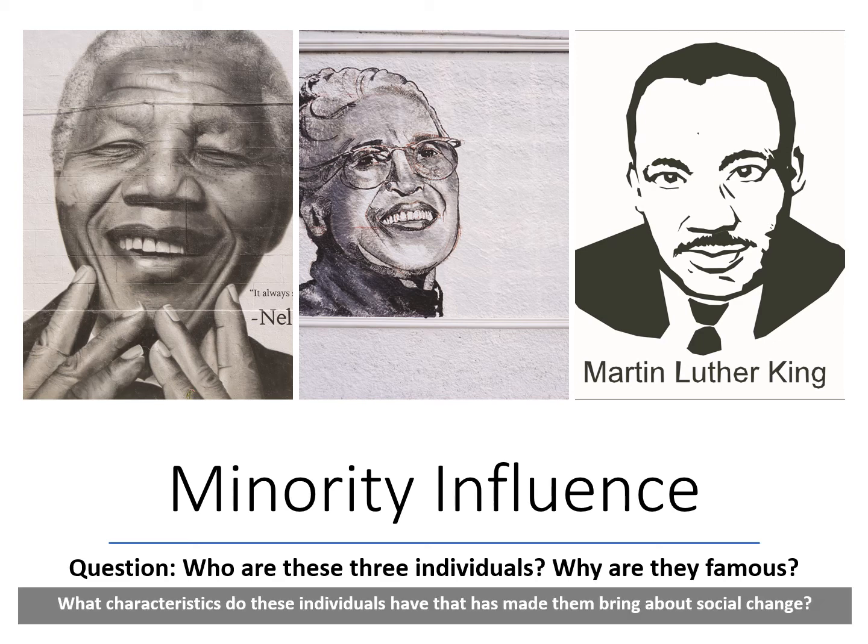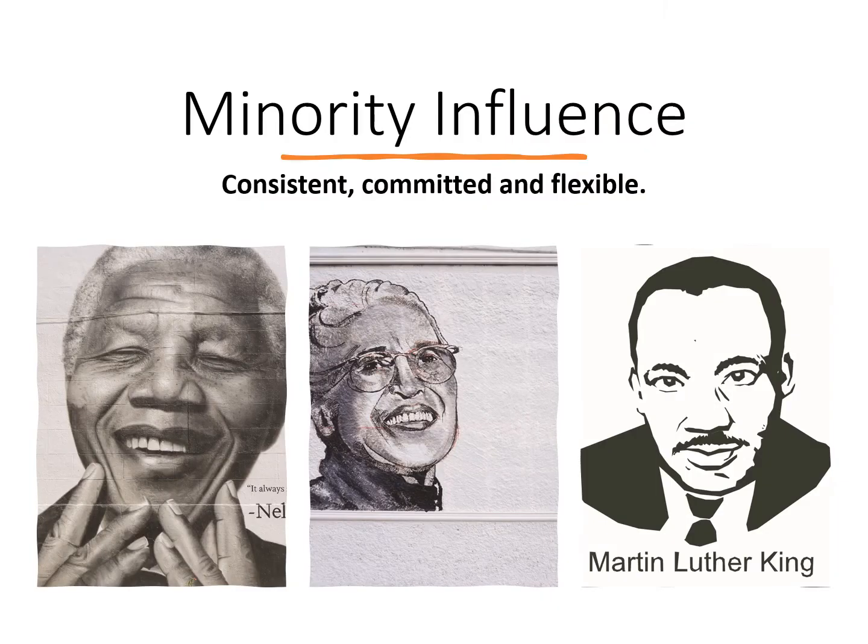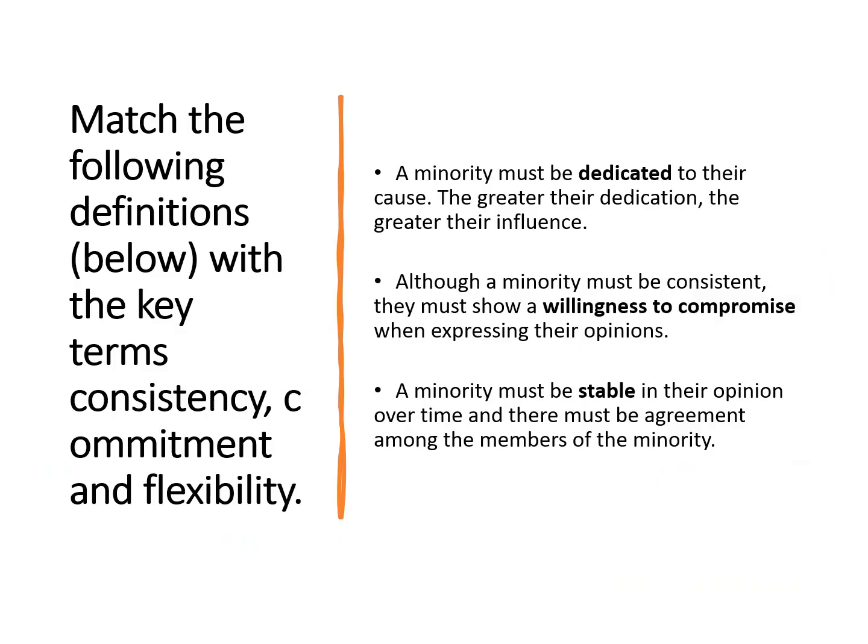What do all of these individuals have in common? What characteristics do you think they had? I want you to pause me and think about that. Okay, so all three of them were consistent, they were committed, and they were flexible. And all these three things are the key characteristics that lead minority influence to convert the majority. So what we need to do from the definitions is to match them with the key terms consistency, commitment, and flexibility. Just pause me now and have a go at doing that.